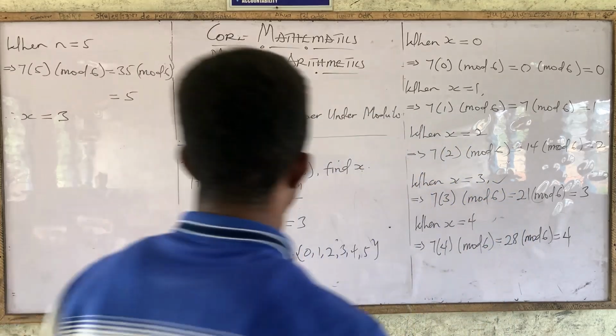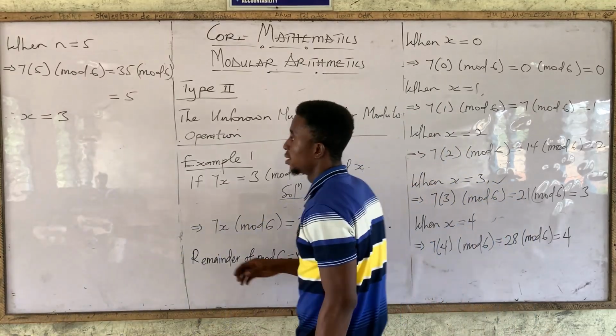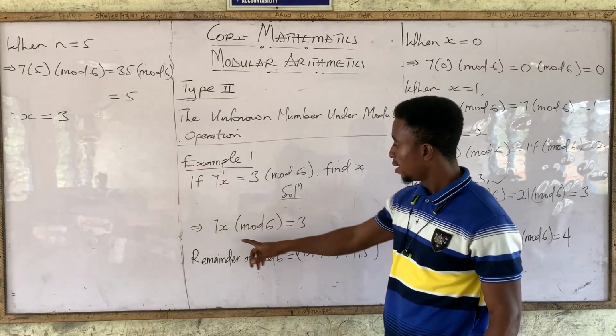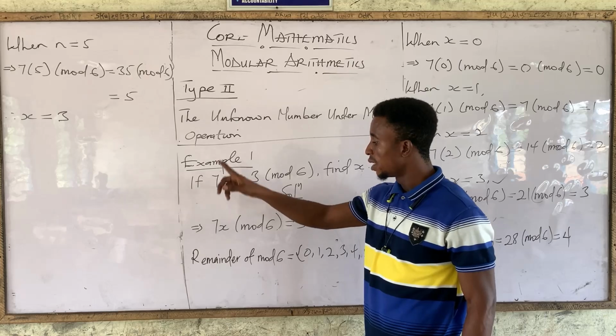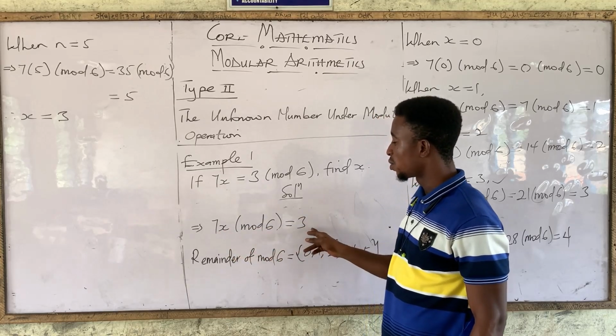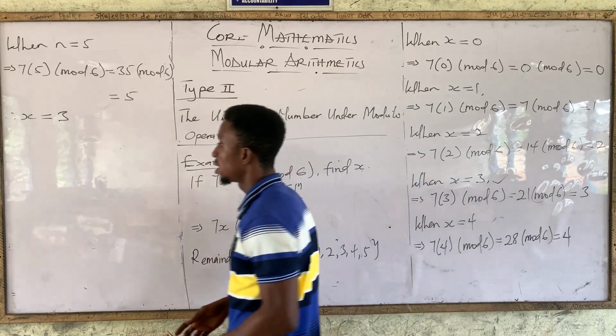So the possible value for x is 3. So when we put it inside here, let's imagine, we will get 3 times 7, 21. And 21 mod 6 is equal to 3. That is that.